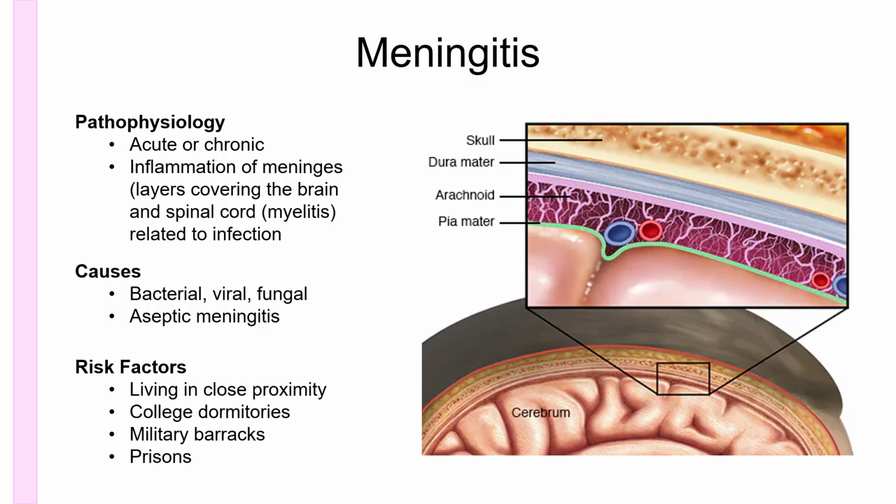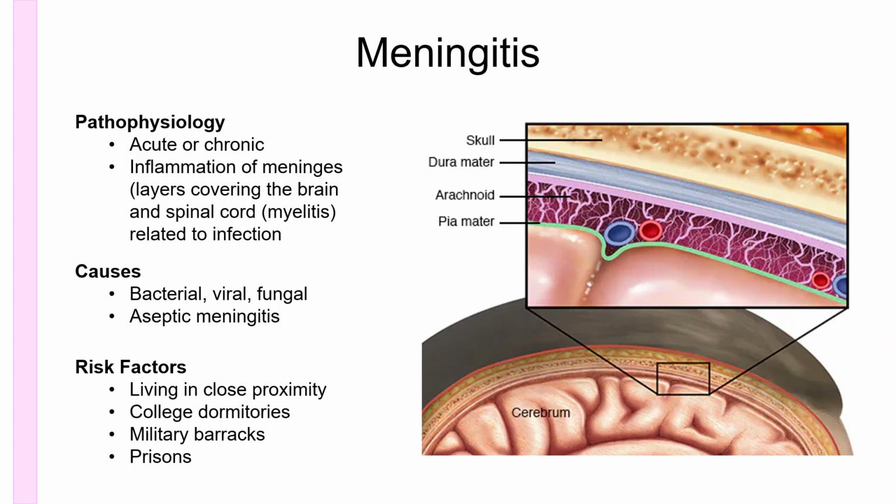Let's begin with what meningitis actually is. So meningitis is an inflammation of the meninges, which are the protective layers surrounding the brain and spinal cord. This inflammation can be acute or chronic and often stems from an infection, whether bacterial, viral, or even fungal in nature. You may also hear the term aseptic meningitis, which typically refers to viral causes and is often less severe, but it still needs our attention.